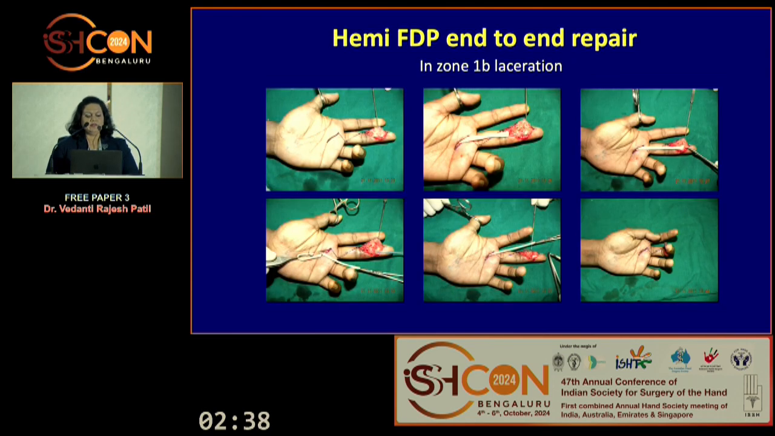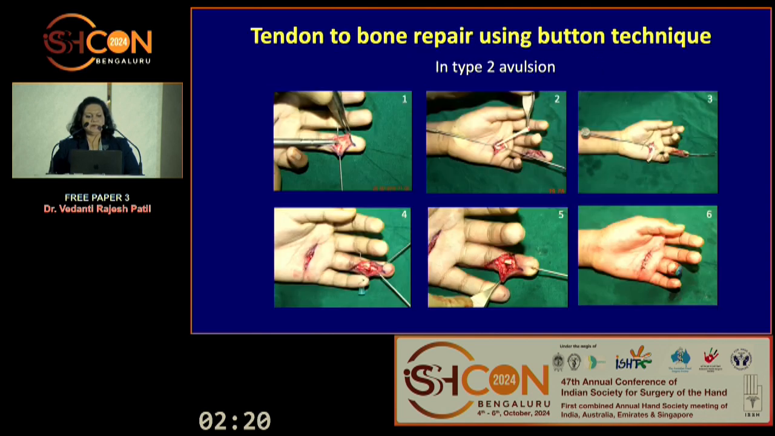Here we did a hemi FDP end-to-end repair. Here basically the FDP was seen to be thick, hence we split it longitudinally, and the hemi FDP was repaired end-to-end with a 4-strand and epitendinous sutures technique. Here the A5 pulley was preserved and the remaining FDP was sacrificed.